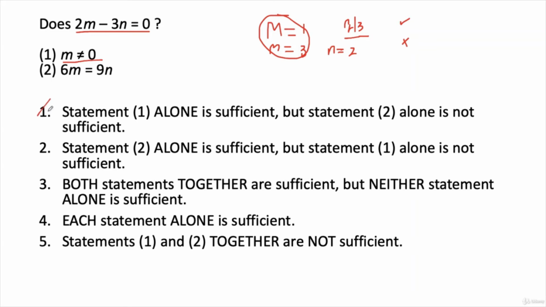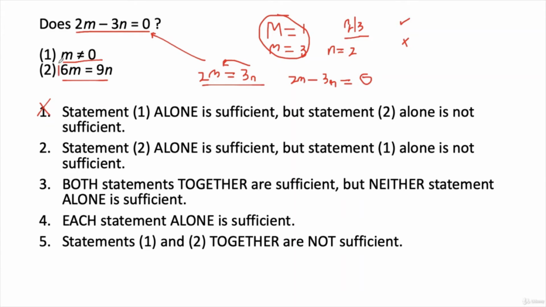We can easily cut off option 1. Now, we move on to statement 2. Statement 2 says 6m equal to 3n. Looking more closely, we can divide the equation by 3 on both sides to get 2m equal to 3n. Now, taking 3n to the left hand side, we get the equation that is given to us: 2m minus 3n equals 0.